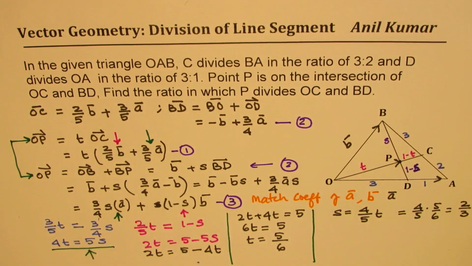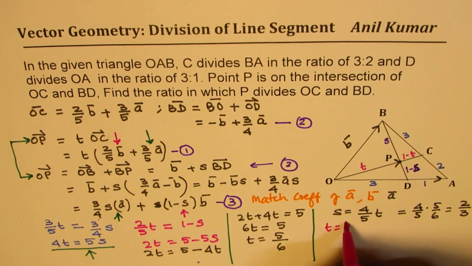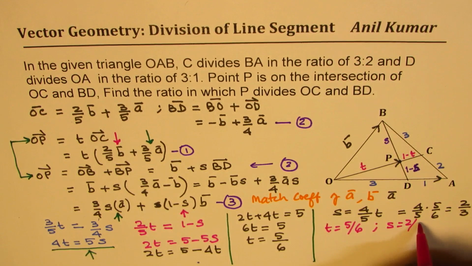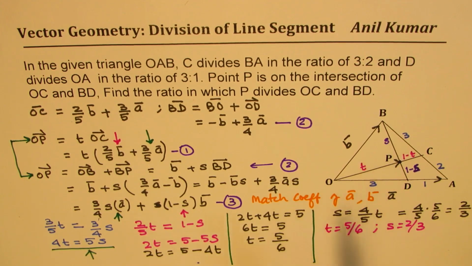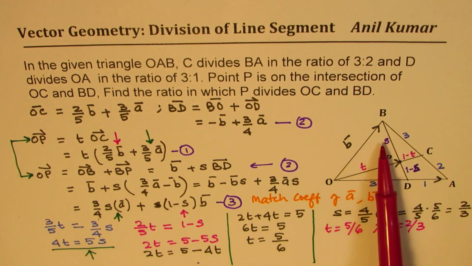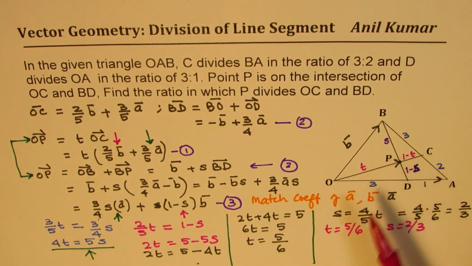2 over 3. So we get the value of s as 2 over 3. So we get both the values. We get t equal to 5 over 6, and s equal to 2 over 3. You get the idea, right? So the value of s is 2 over 3. That means this ratio will be 2:1, right? 2 over 3, so total will be 3, out of which s is 2. And here 5 over 6, so t is 5, right?